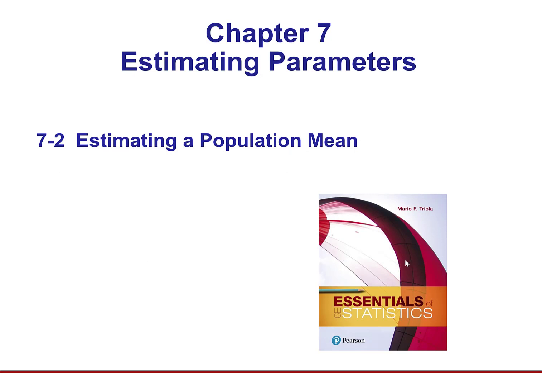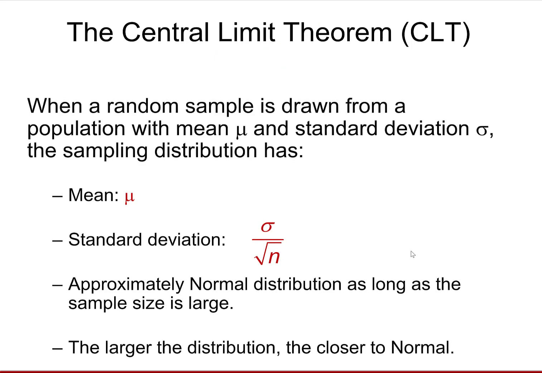Okay, now let's move on to population mean. So that was all in proportions. Now we're going to do means. Now, if you remember the central limit theorem, what we learned about in chapter 6, when a random sample is drawn from a population with mean mu and a standard deviation sigma, the sampling distribution has a mean of mu and a standard deviation of sigma divided by the square root of n. It has an approximate normal distribution as long as we had a large sample size, which was greater than 30.